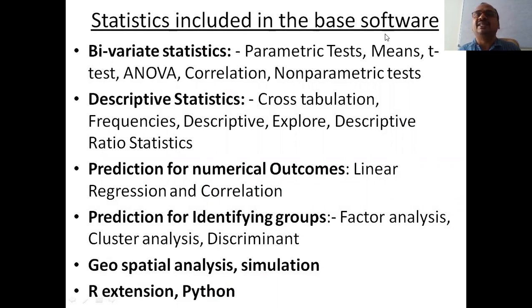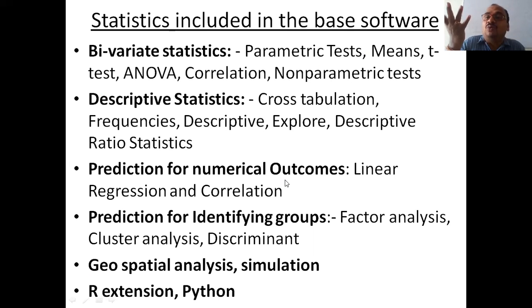Statistics included in this software: bivariate statistics like parametric tests, comparison of the means of groups, t-tests, ANOVA tests, correlation in the data, and non-parametric tests. You can perform Wilcoxon rank tests, Mann-Whitney tests, everything, you can perform. Descriptive statistics is also there: cross tabulation, frequencies, how frequently the fever is coming, descriptive, explore the data, descriptive ratio statistics, and prediction for numerical outcome.